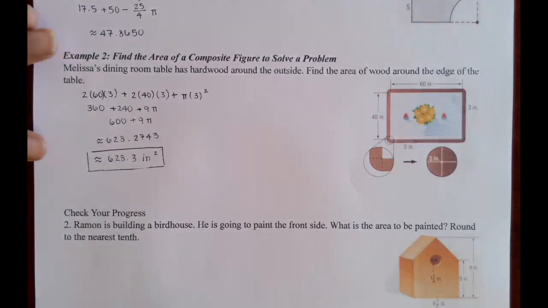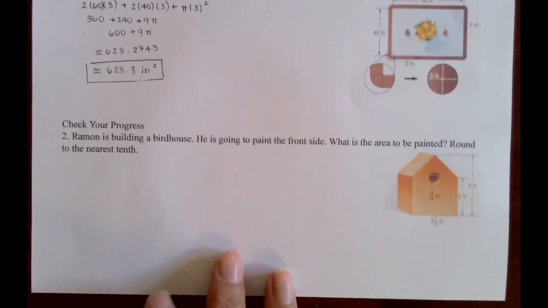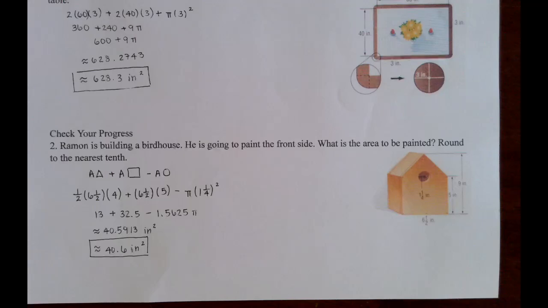Okay. So why don't you try CYP2, and then once you're done, come check your answer. Okay, you should have gotten 40.6 square inches. If you got that right, you can move on to the last example. If not, here is your explanation.